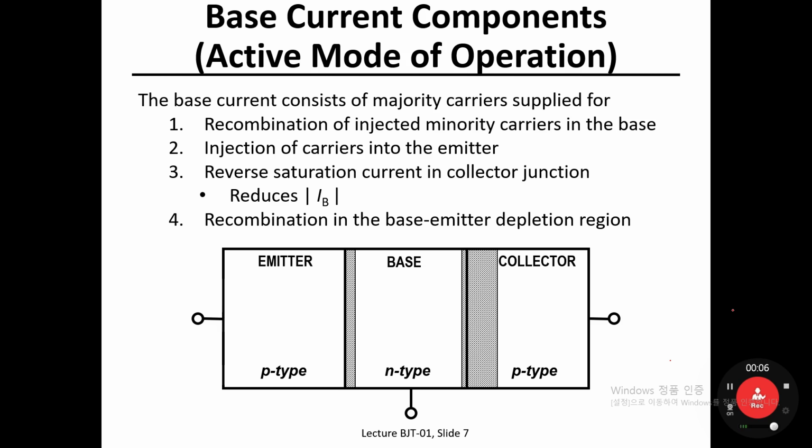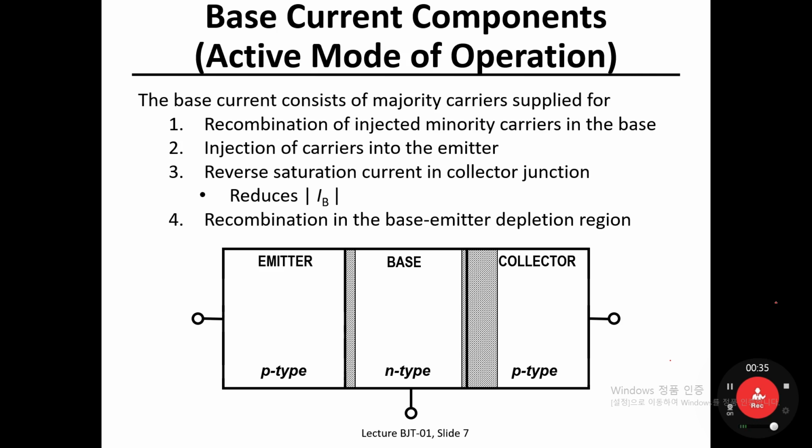In this movie clip, let's begin with the base current components. The topic of this movie clip is what kind of current components exist in building up the base current. Definitely the BJT is working in the active mode. I mean the emitter junction is forward biased, and the collector junction is reverse biased.